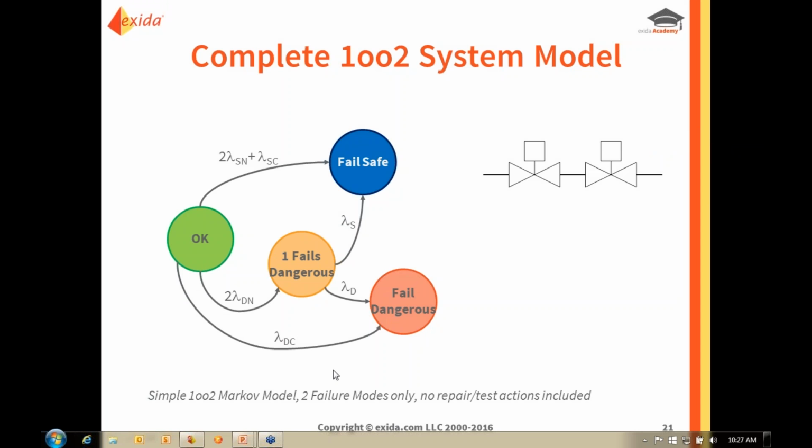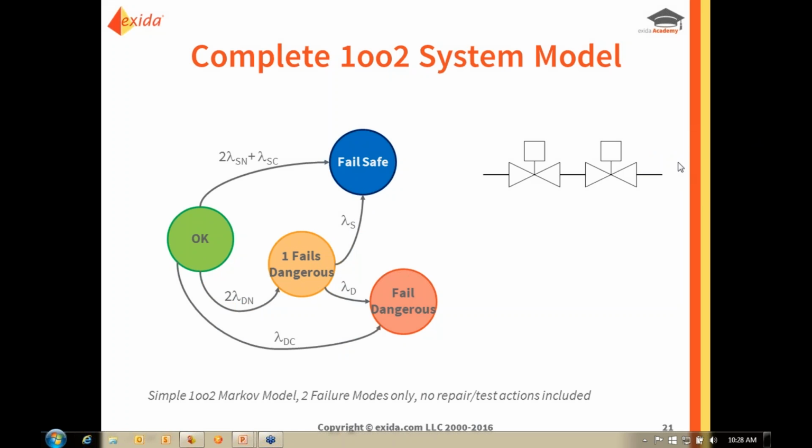We have a regular failure, or the normal failure. Since we have 2 units, 2 times the dangerous normal failure rate takes us to a state where 1 of the 2 fails dangerous, and I'm still operational. I would still be successful. I'll still be able to prevent a dangerous situation with the second one. And then, from that intermediate state, there is just a simple transition: if the remaining valve fails safe, you shut down. If the second valve fails dangerous, you fail dangerous.